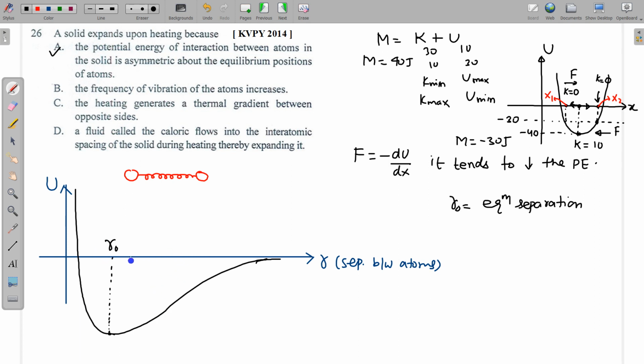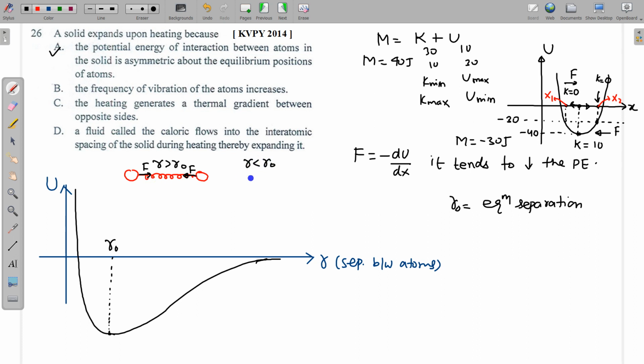At this kind of separation, if R is greater than R0, let's say this is R greater than R0, so this is the expansion in the spring. This is some kind of expansion in the spring, and the spring will exert force like this. We say the two atoms are attracting each other. The force is a kind of attraction.